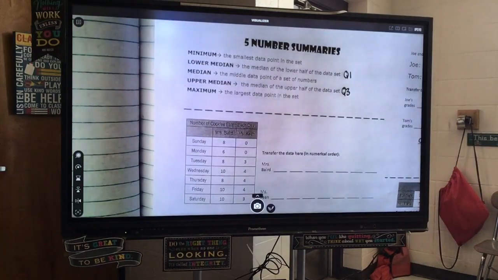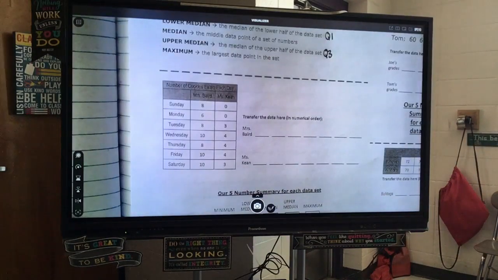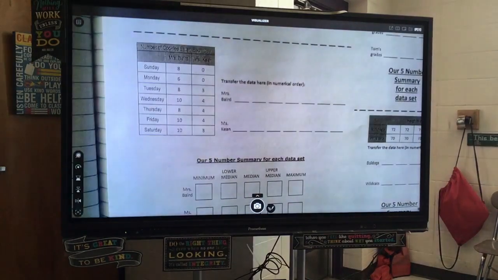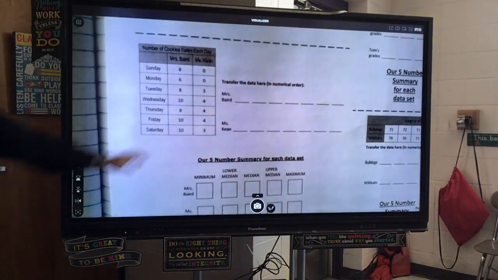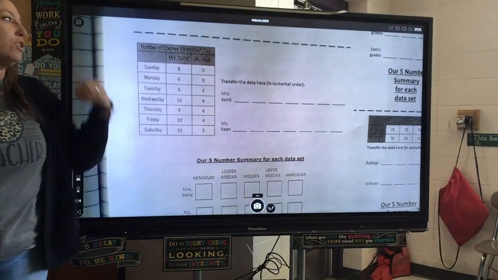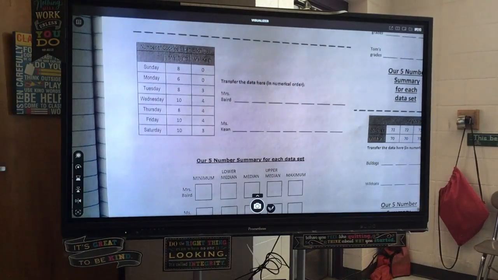Now, when we're going through this today, we're gonna do one together, and then you guys essentially are gonna do the other 2 on your own, and then we're gonna go over it. So we are starting with this chart and this information. It's very important that you follow what it says here and you transfer the data to the lines in numerical order. You are not just simply writing 8, 6, 8, 10, 8, 10, 10. That's not gonna help you. You are putting them in order from least to greatest.